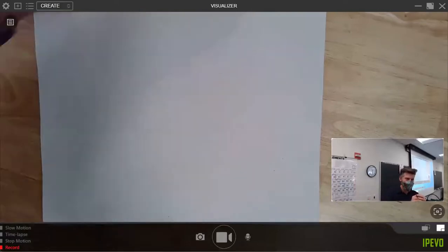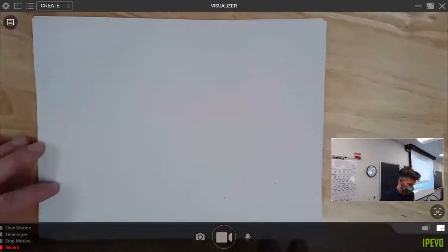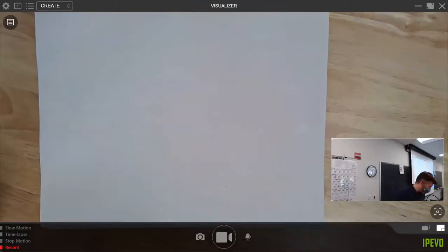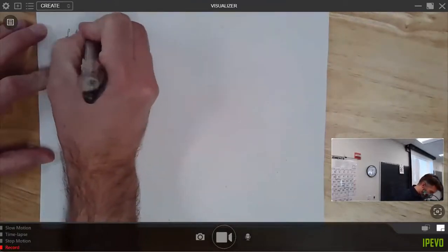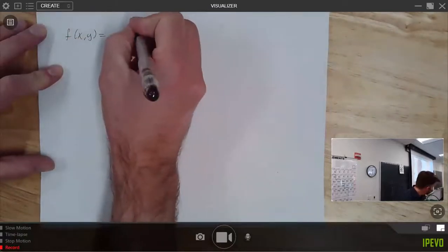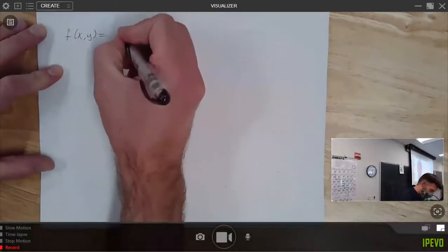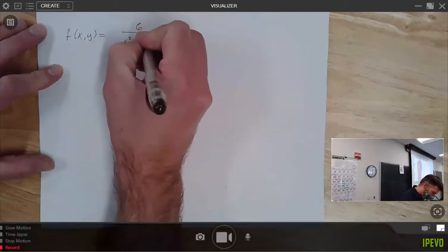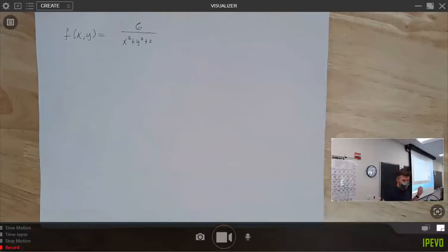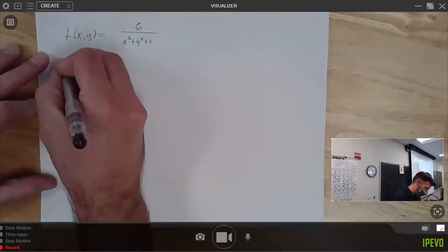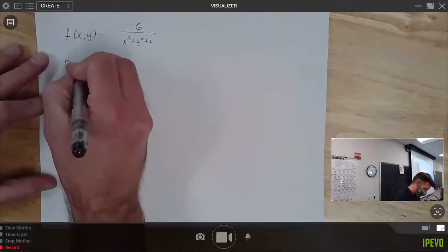Let's look at one more level curve example. Let's look at this function, f of x, y equals 6 over x squared plus y squared plus 2. And let's talk about all the things: domain, range, level curves, etc.